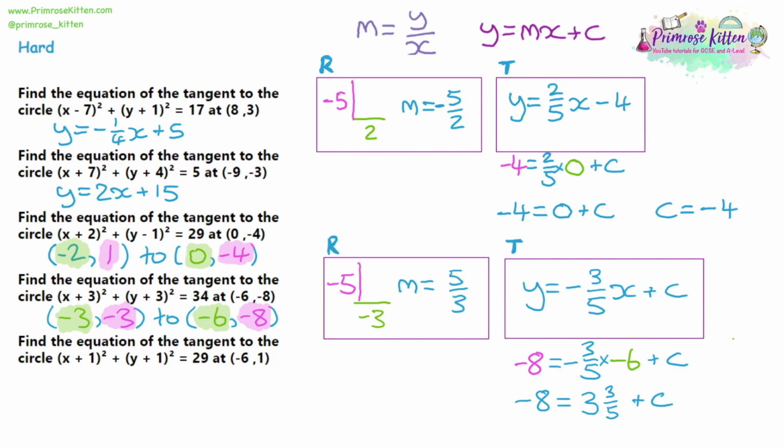So what can we add on to that to get -8? Well, to find c, we would have to take away 3 and 3/5 to get down to 0, and then take away another 8 to get down to -8. Taking away 3 and taking away 8, we're going to be taking away 11. And don't forget 3/5. c will be equal to -11 and 3/5. So then we can write out the equation again. y is equal to -3/5 x, and it's going to be taking away 11 and 3/5.